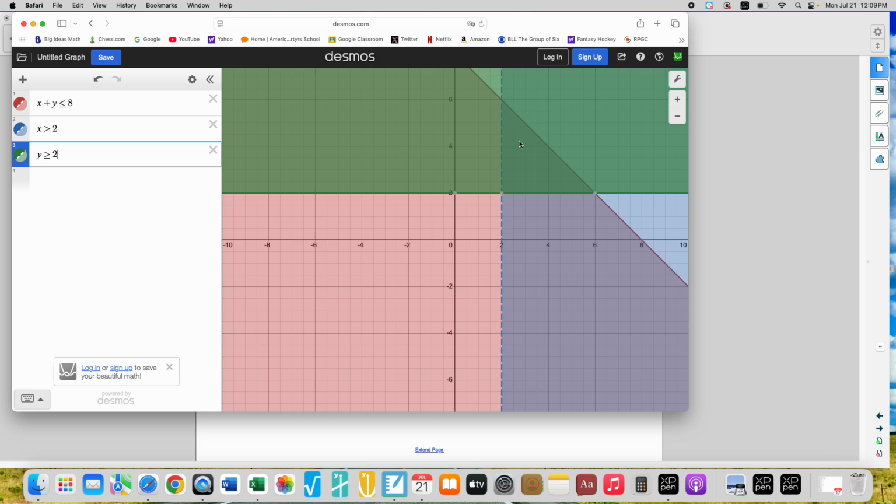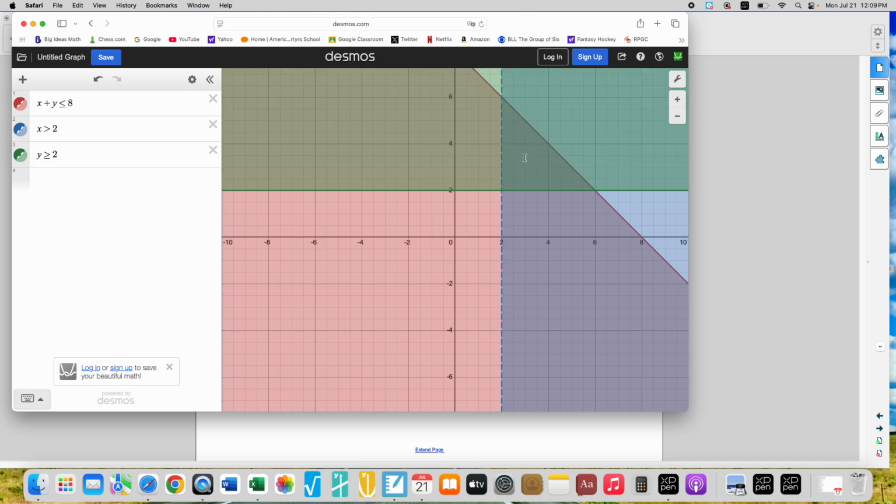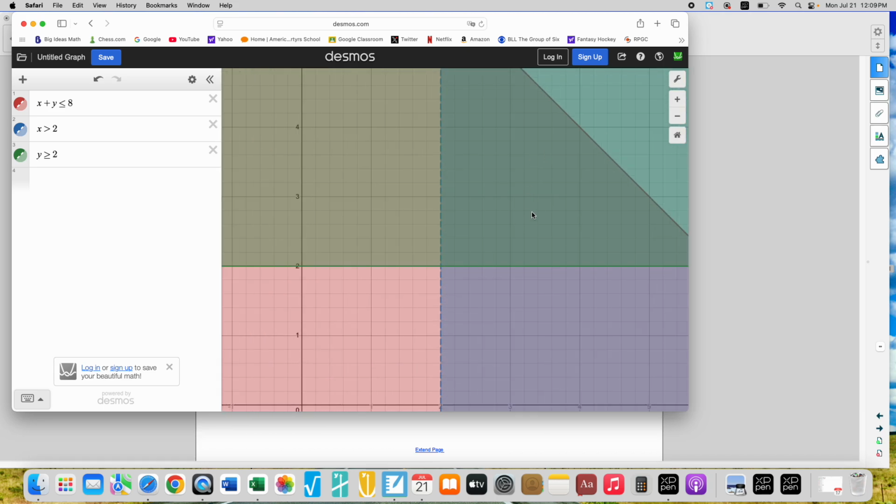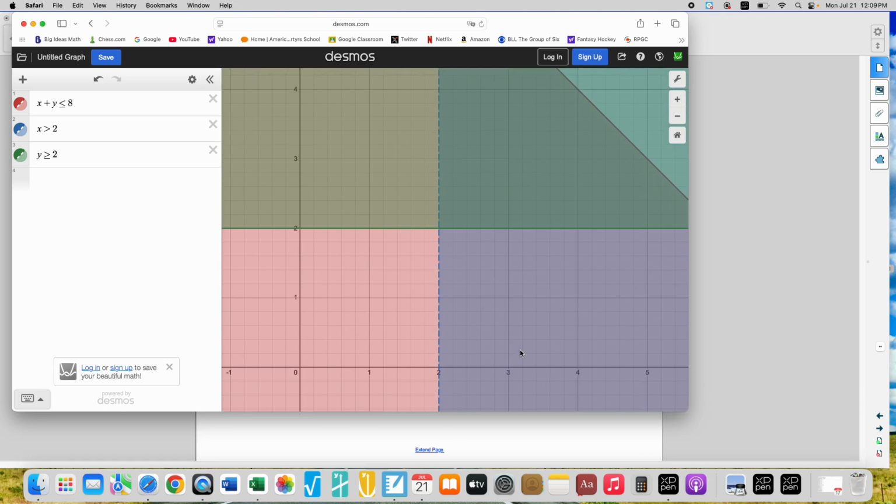Any of those points inside here, if we took a point in here, so let's focus in. If we took the point 3, 3, would that be true for all three of them? 3 plus 3 is 6. Is 6 less than or equal to 8? Yes. Is 3 for the x value greater than 2? Yes. And then 3 on the y value, is that greater than or equal to 2? Yes.